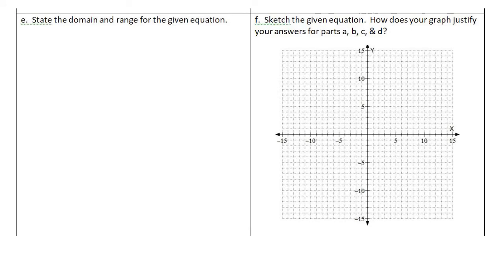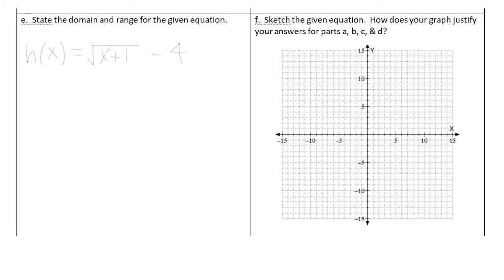Okay, our next part, we were told to find the domain and range of our given equation. Now I'm going to write the equation, then graph it, then come back and state the domain and range. Our original function we had was h of x equals the square root of x plus 1 and then minus 4.